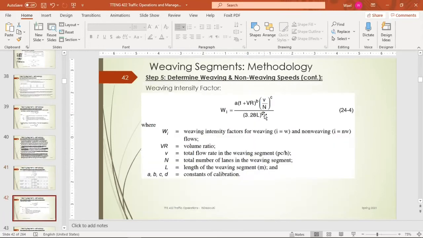L, this is the length of the weaving segment. N, this is the number of lanes in the weaving segment. V, that's the total flow rate in the weaving segment in passenger cars per hour. VR, that's the volume ratio, which we calculated a while ago. And WI, that's the weaving intensity that we will calculate. Any questions, guys, so far?